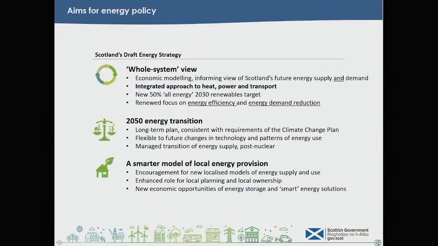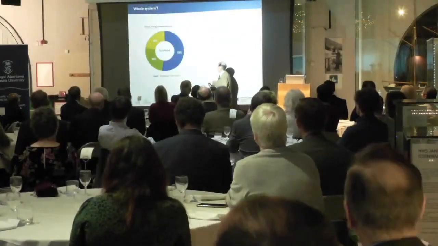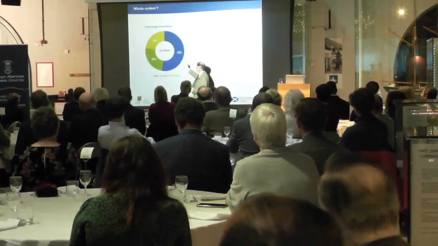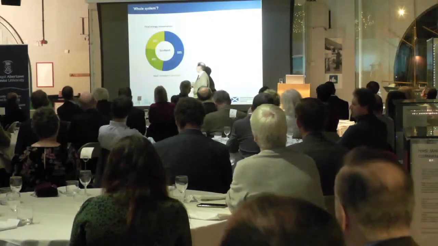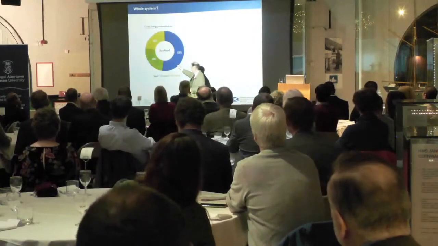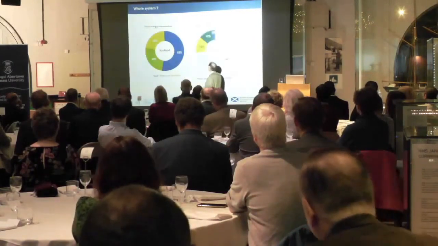One thing I'll say here is, this is the Scottish Government energy strategy that Chris Stark was involved in producing, and it's some of that ethos that he's taken into the Committee on Climate Change. That whole systems view, recognising that if we're going to get that transition, we need to integrate our view of heat, transport, and electricity. This is a very simplified version of the Scottish requirement for demand. 53% heat. Well, you're in Wales, I think you probably get that as well. 25% electricity, and the rest transport.